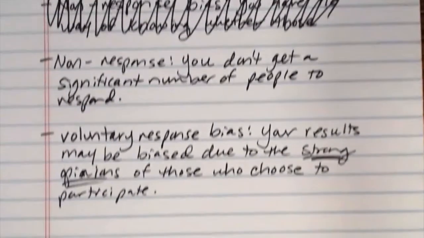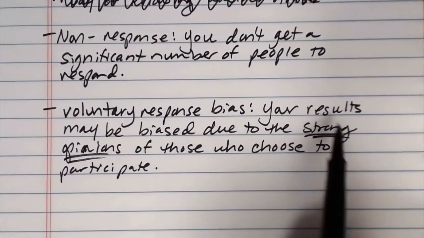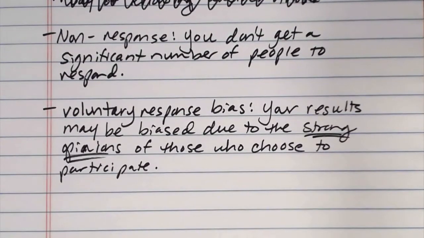Anytime you're asking people to respond to a survey and you get some people who choose to respond and some who don't, you don't know if, in some way, the people who choose to participate are significantly different from the people who choose not to participate. You don't know if your data is actually representative of the entire population. And usually people who choose to participate tend to do so because they have strong opinions.